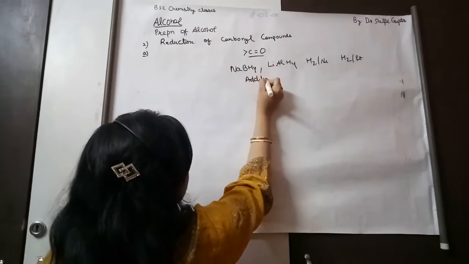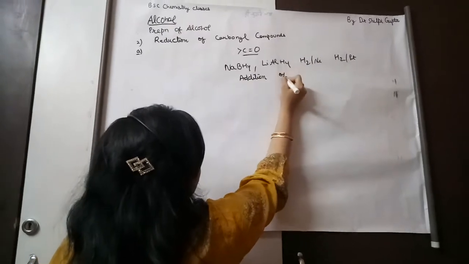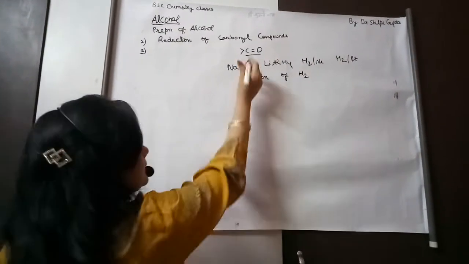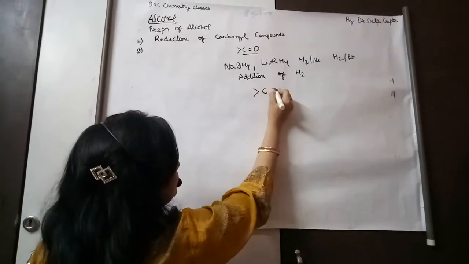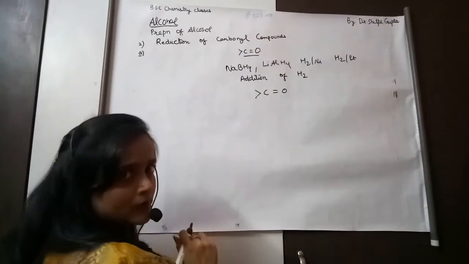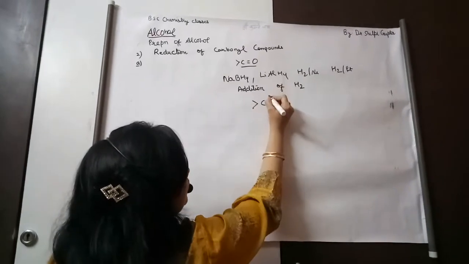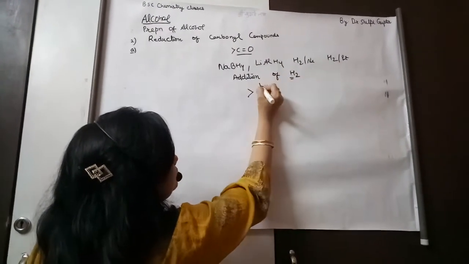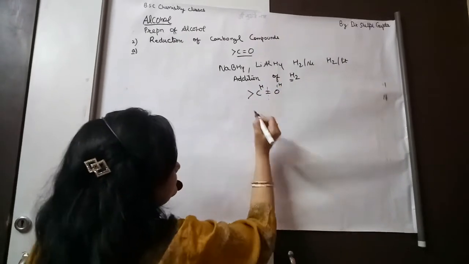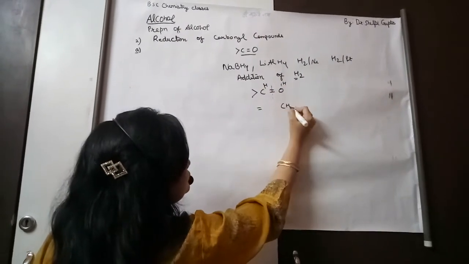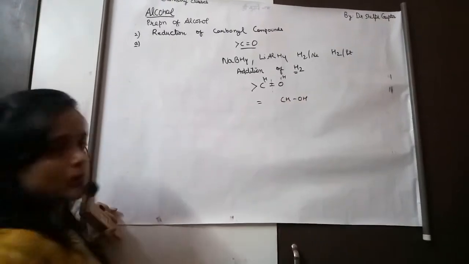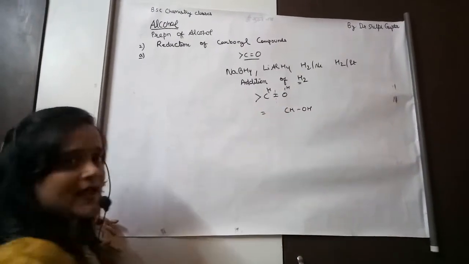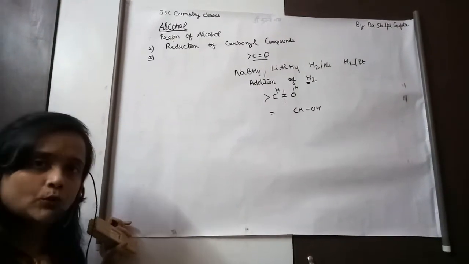Addition of hydrogen. How the addition of hydrogen happens in C double bond O group is like this. Since this is a pi bond, it is a weak pi bond. So what will happen? This will break and addition of hydrogen happens like this. What will form? CHOH. This is the procedure in which addition of hydrogen happens and the reduction follows.